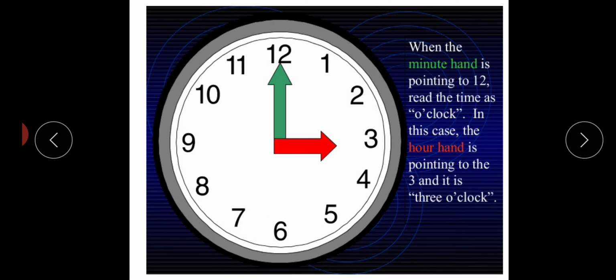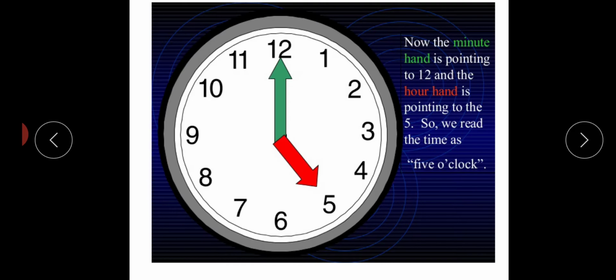Next, when the minute hand is pointing to 12, how do we read the time? Very important is how to read the time. When the small hand is at 3 and the minute hand is on the 12, or when the minute hand is always on 12, we read the time as o'clock. O'clock means, wherever the short hand is, if the short hand is at 3, it is 3 o'clock. If the short hand is at 5 and the minute hand is at 12, we say 5 o'clock. If the small hand is at 8, we say 8 o'clock.